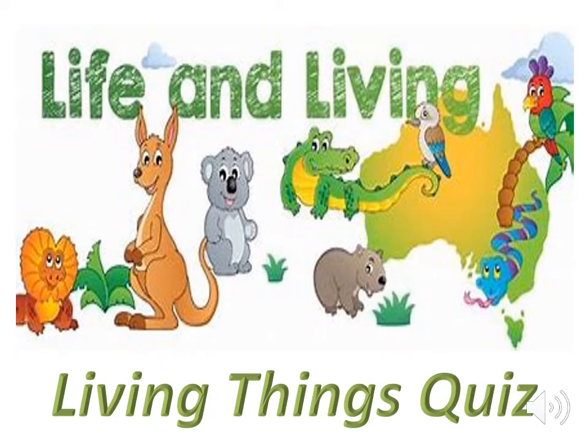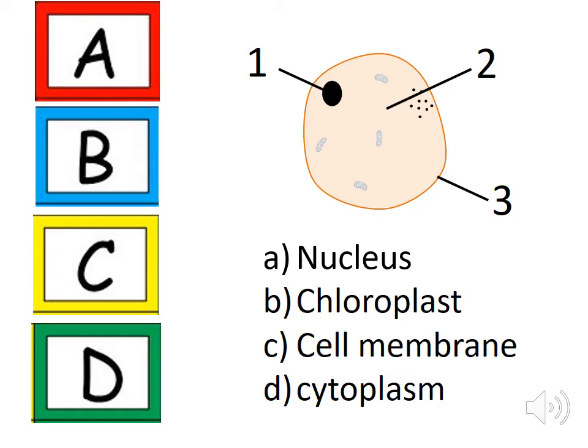Hello Year 6, we're going to start off today with a quiz on living things which we did last session. So like before, you will need 4 pieces of paper, very small, just scrap paper will do, with A, B, C or D written on them. So which part of the cell is labelled number 1?